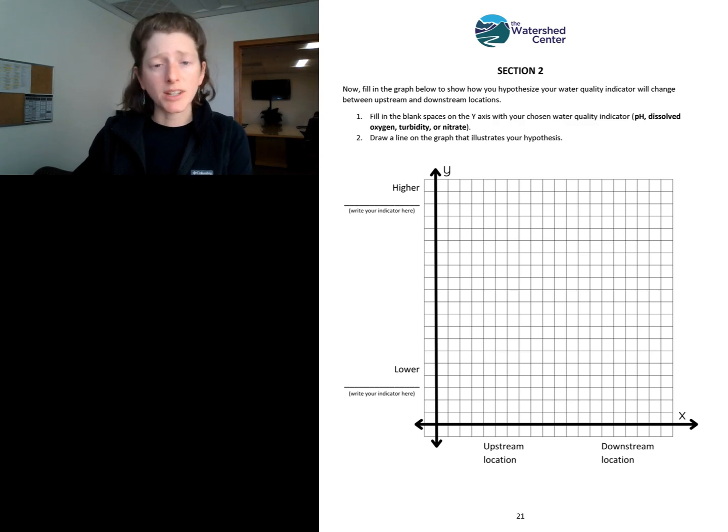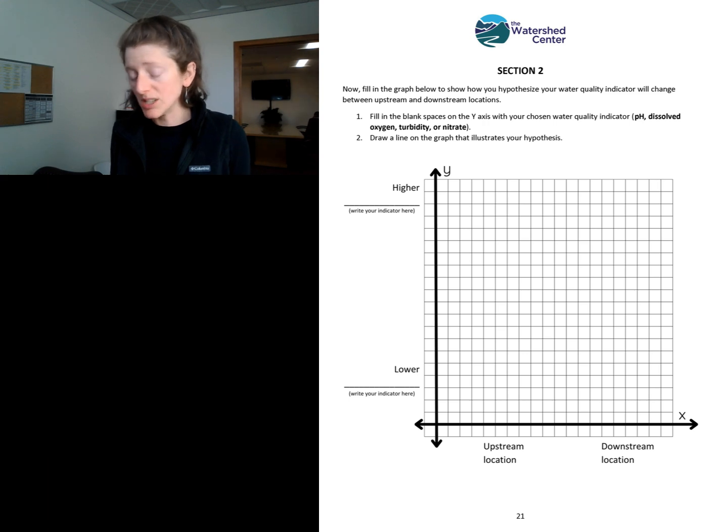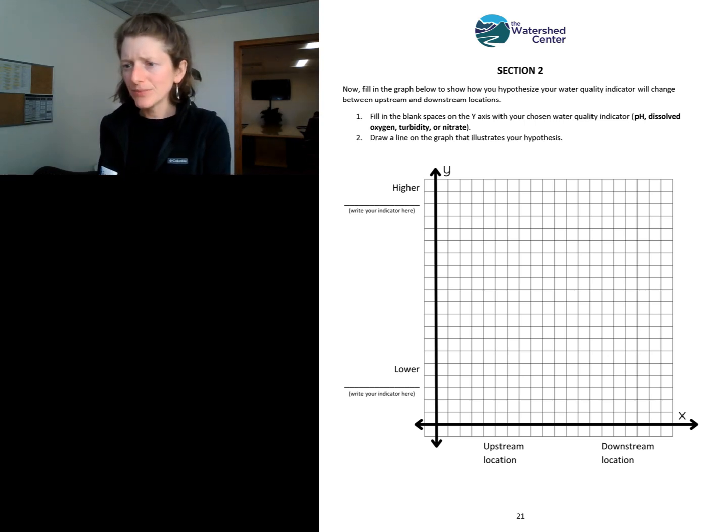So when students are finished with section 1, you can, depending on their comfort level and familiarity with graphs and graphing, either have them move on to section 2 and individually fill that out themselves, or you could bring everyone back together and do sort of a review of how to fill out this graph. If I think that water quality is going to decrease from upstream to downstream, what would my line look like, and so on and so forth, and have folks work together to fill out those graphs, again, depending on their knowledge and comfort level.